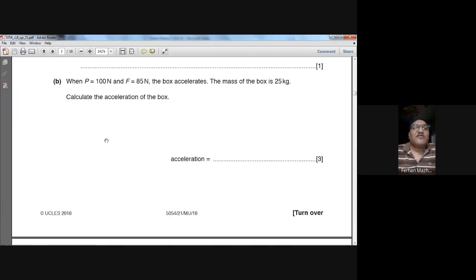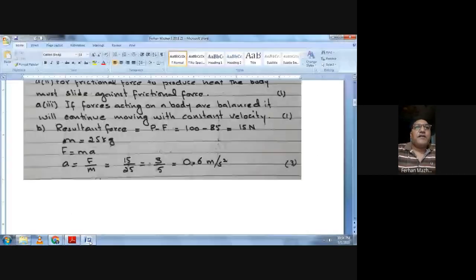We know the mass of the box, which is 25 kg. By applying Newton's second law of motion, its mathematical equation is F equals ma. The resultant force we know is 15. The mass is 25. A is the question. So A will be F divided by m. Just put the values, and you can get the answer. I have done this on paper. Let me show you that.